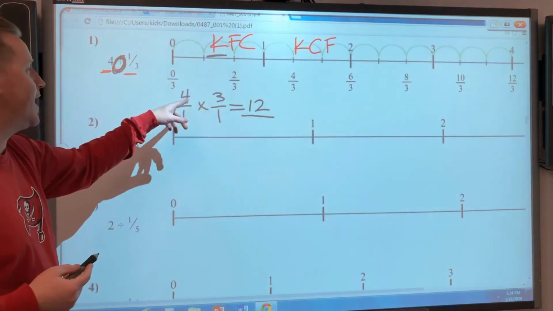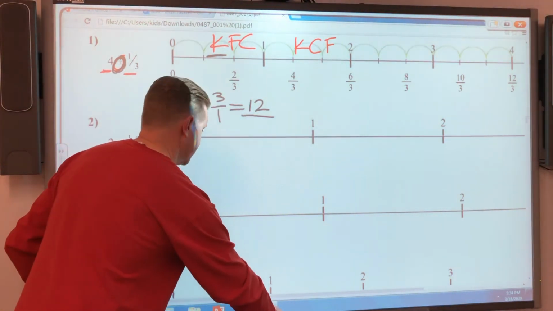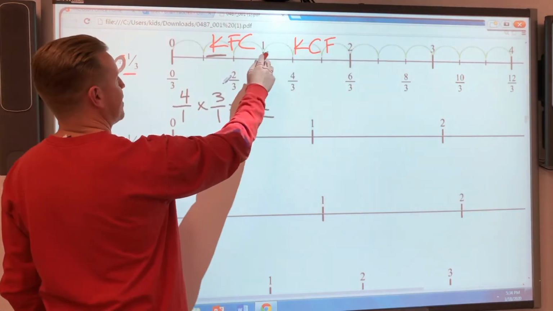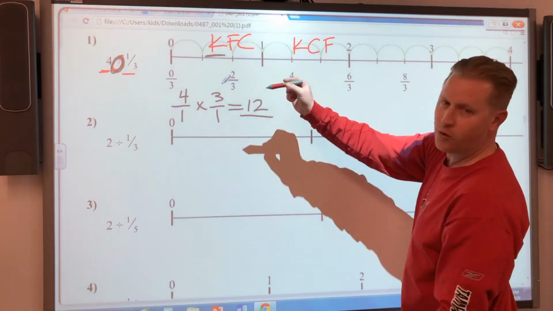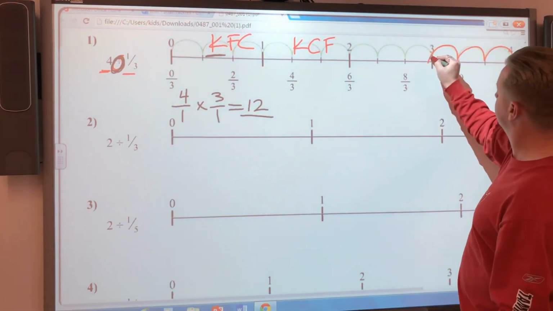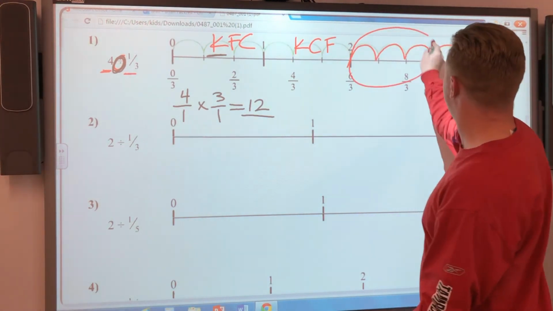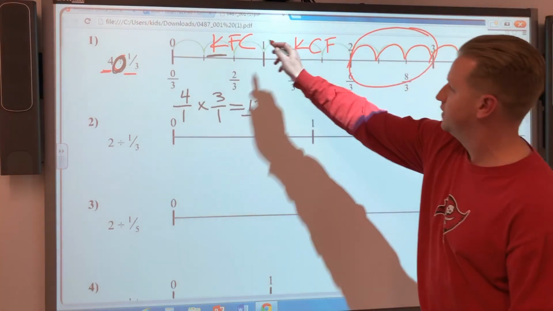What does that look like here on this representation? They're taking this 4 and breaking 4 whole all the way down to here. They are breaking each whole number into thirds. 1, 2, 3. 1, 2, 3. Those are thirds. While that is 1 whole, they broke them into thirds, showing you that there are 12 of those.